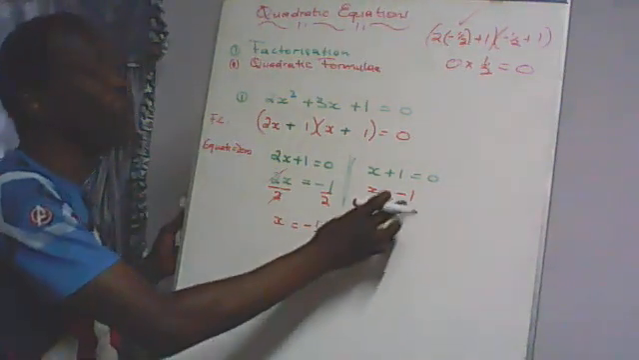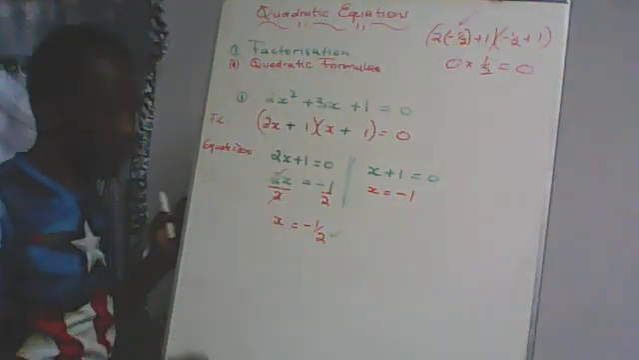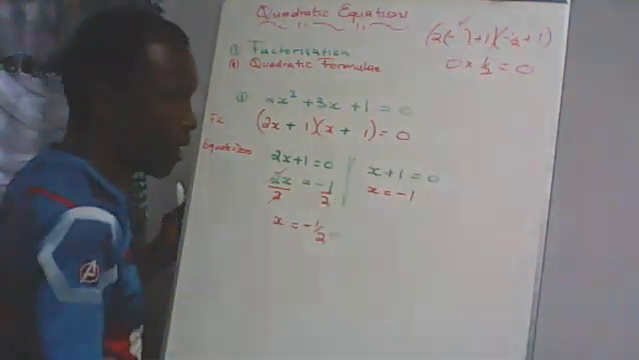Let's take x to be -1 and substitute it in the function. We just replace that by -1.